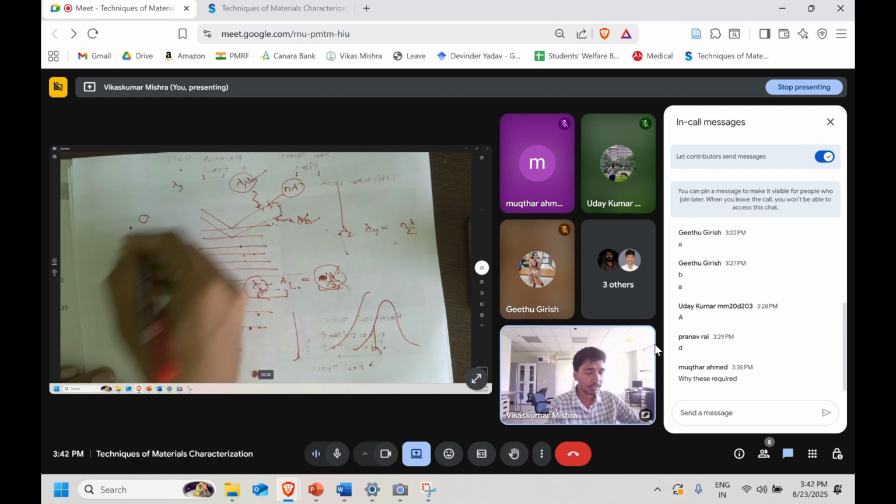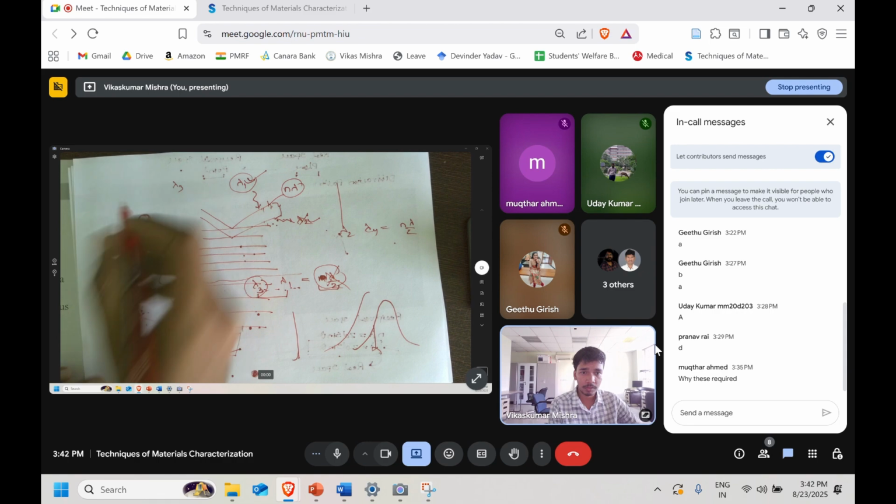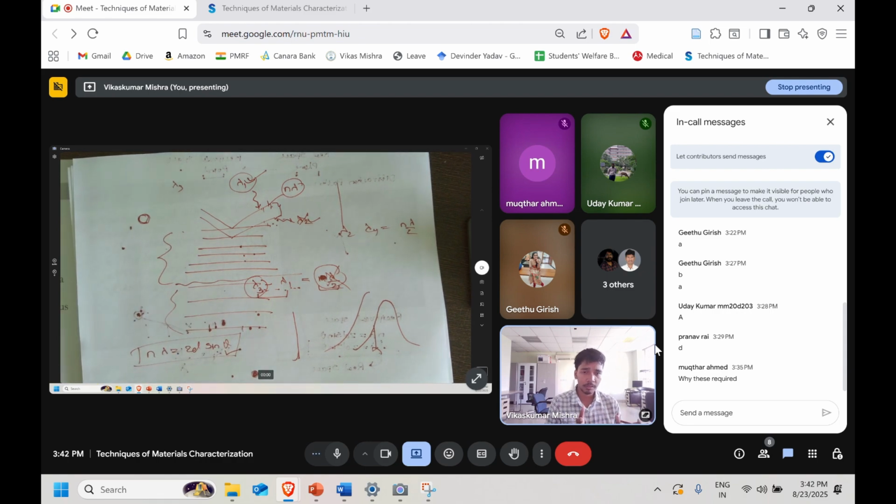We don't desire these things, the diffusion, the relaxation in Bragg's law. More or less, if you can eliminate it, then it is beneficial for you. You will get a very exact, precise lattice parameter.